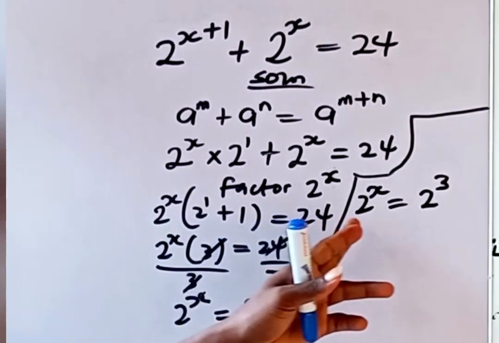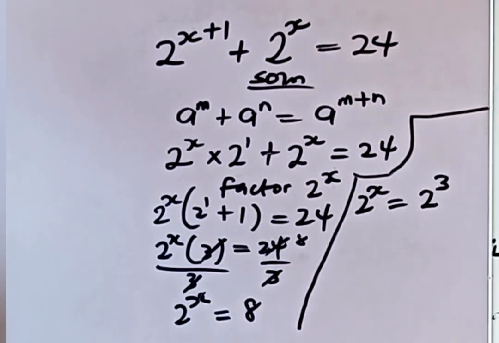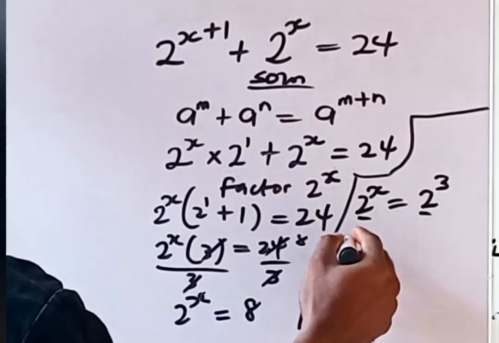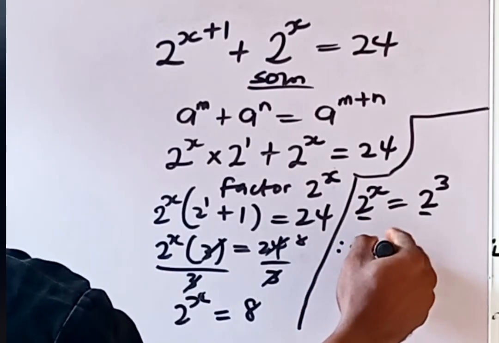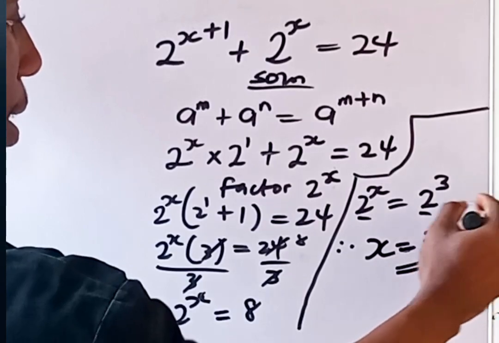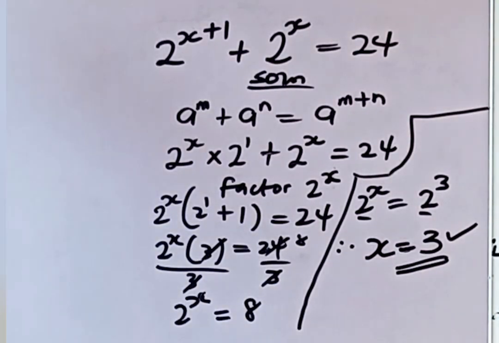Then when you are done reducing the base, what do you need to do? You have to equate the powers. So if we equate the powers, we have 2 here, we have 2 here. So our final answer is x equals 3. So guys, that is how to solve an exponential equation.